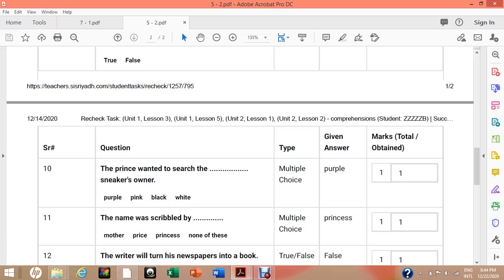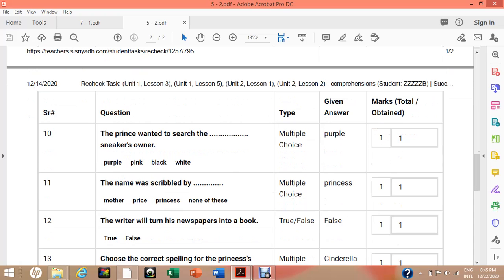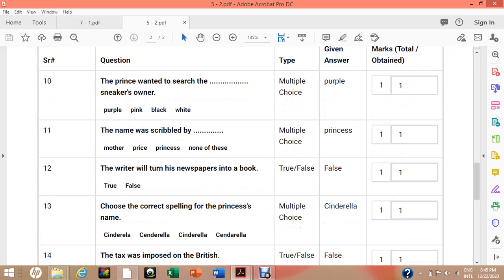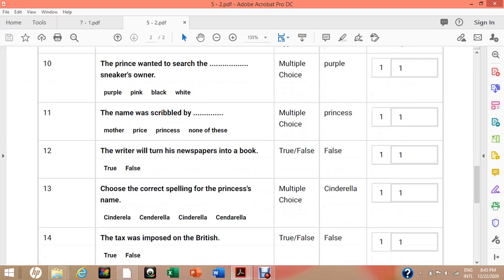If you have read the story The Modern Cinderella, it will be quite obvious to you that the color of the sneaker is purple. The prince wanted to search the purple sneaker's owner. Number 11. The name was scribbled by princes. Number 12. The writer will turn his newspapers into a book. It is a false statement. It is not true. Actually, he will turn his journal diaries into a book.